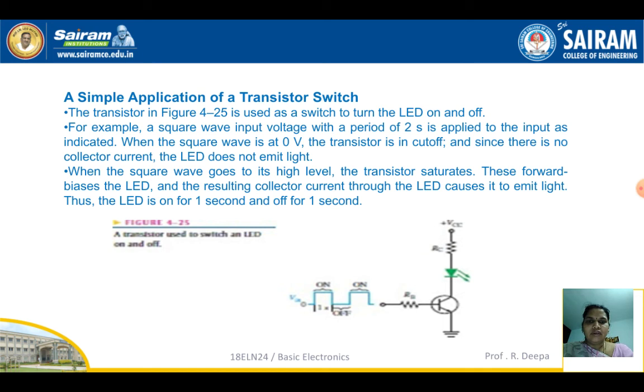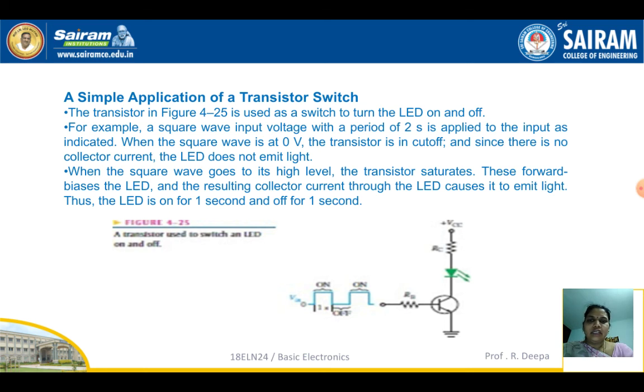So when a square wave is applied, during the off position, that is when the input square wave is at 0 volt, we can say that the transistor is in off state, that is there is no input voltage applied to the base of the transistor. So thereby the transistor will be off, so there will not be any base current as well as collector current. Hence the LED which is connected across the collector of the transistor will not glow. So the transistor is in off position, that is in cutoff region, thereby the LED will be switched off.